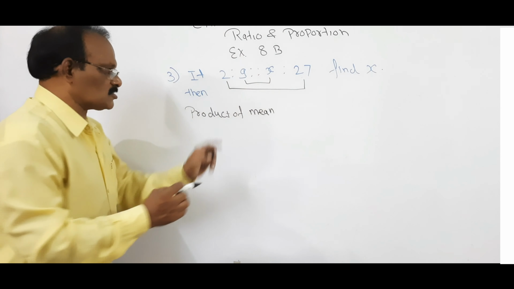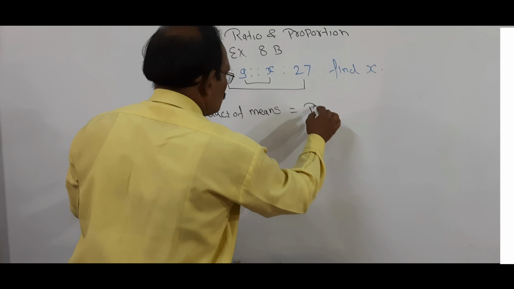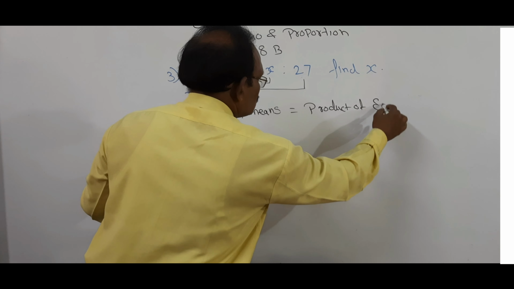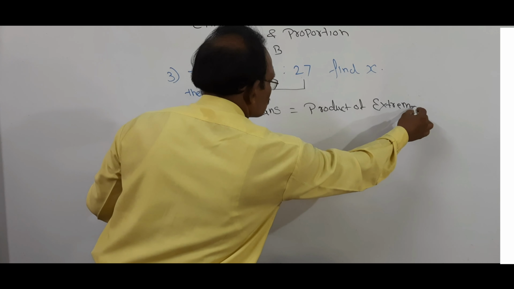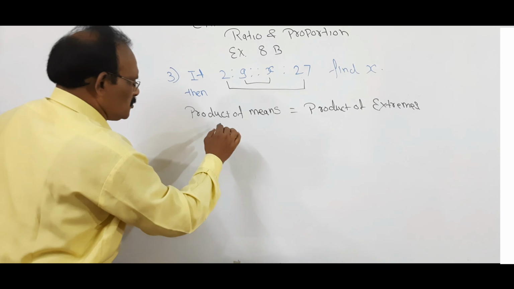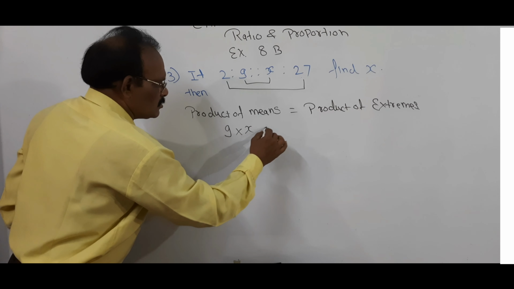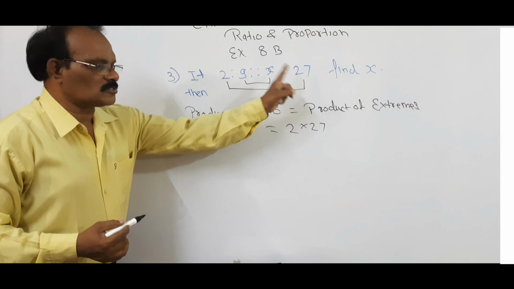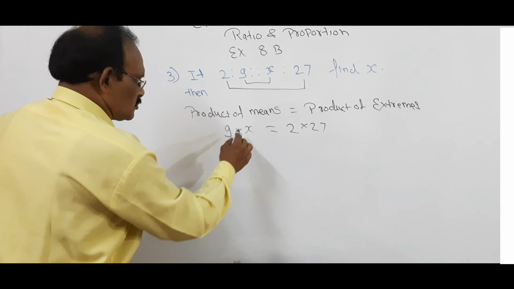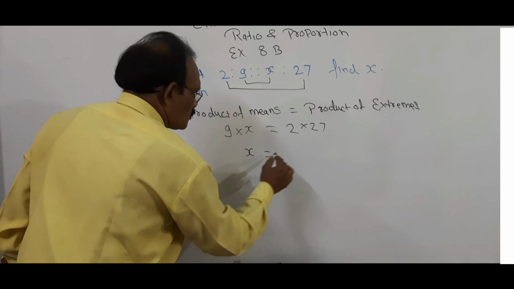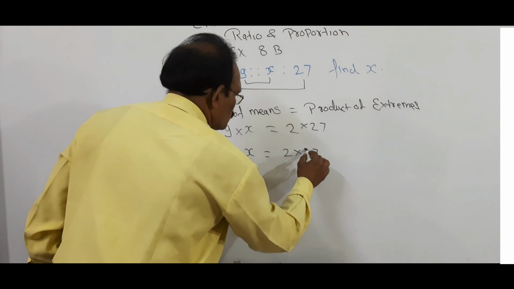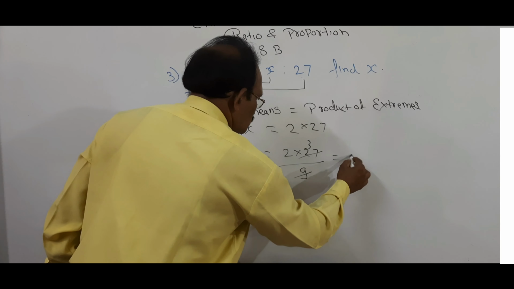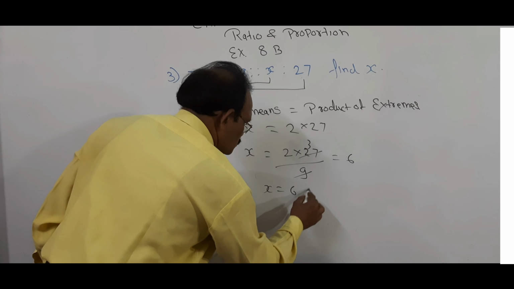Because x is in the mean position. The product of means is equal to the product of extremes. It's very simple. That means 9 into x is equal to 2 into 27. So simple. This into this equals this into this. Now we have to find x. Write 2 into 27, and this 9 will come down. To cancel it, 9 threes are 27, so 2 threes are 6. That means we got x equals 6.